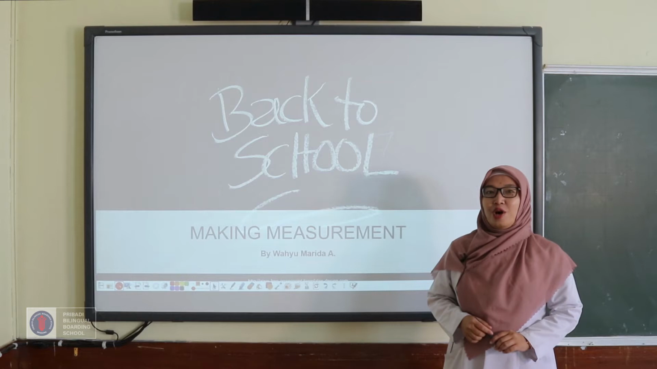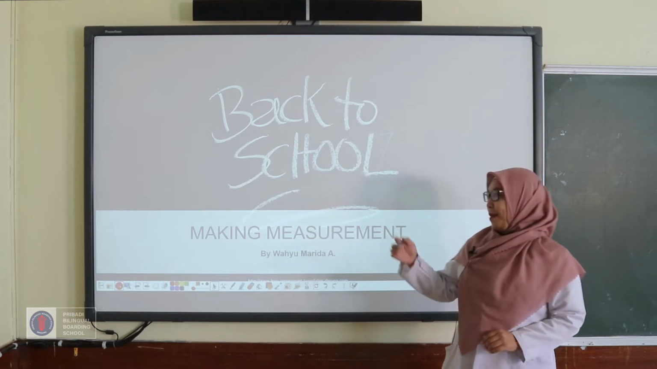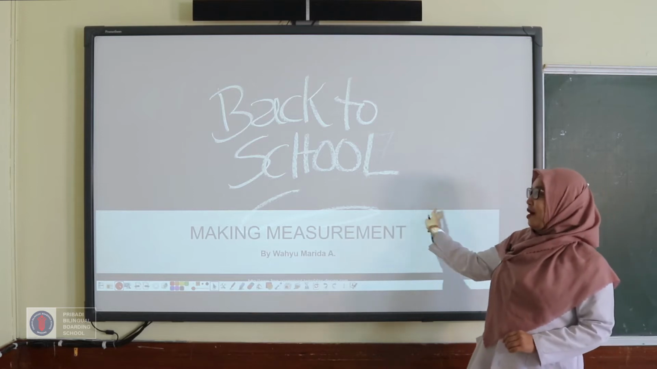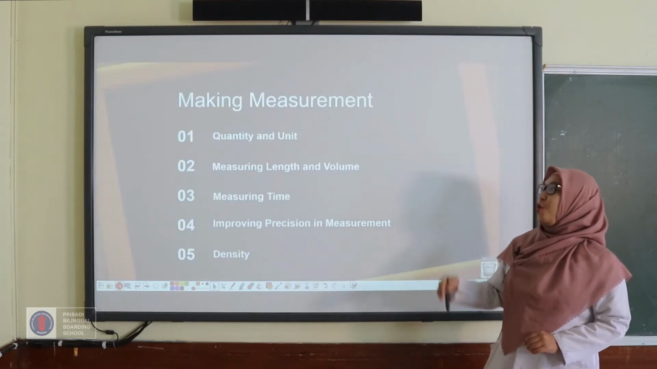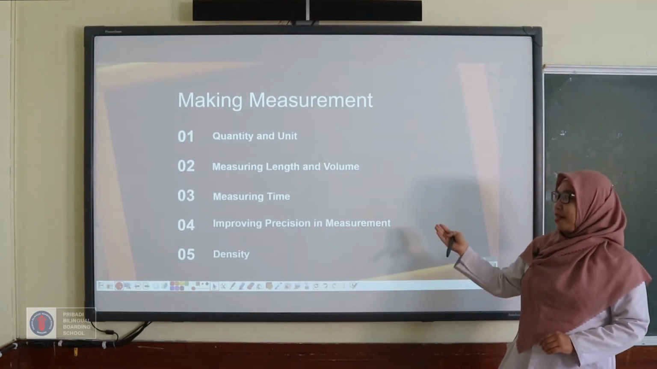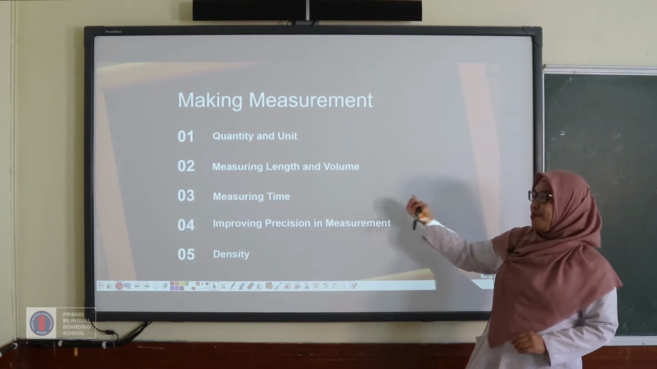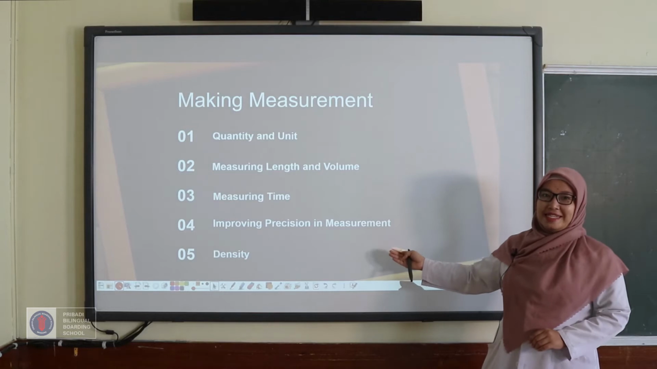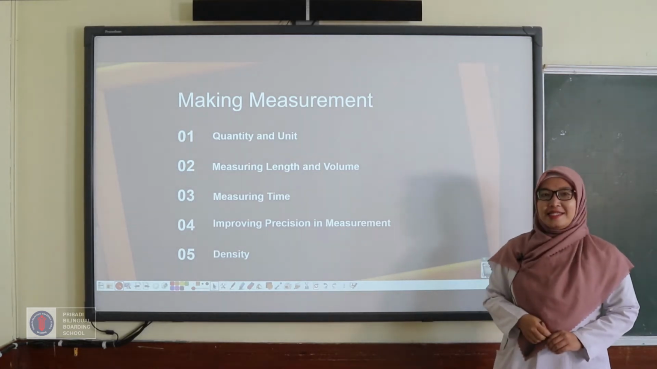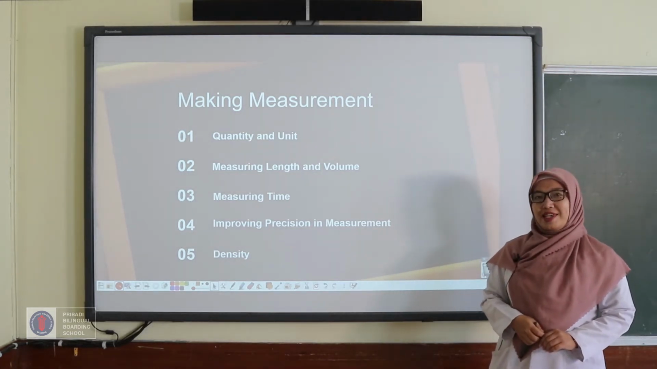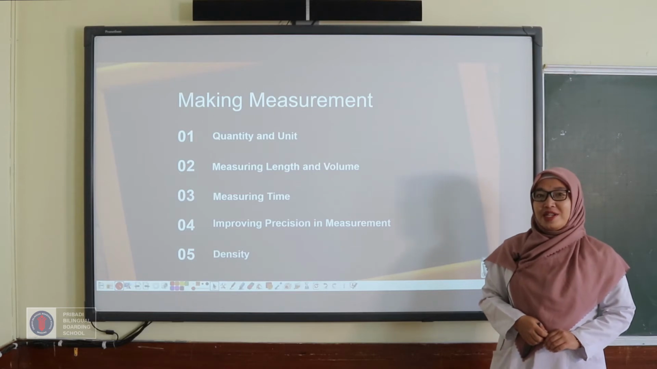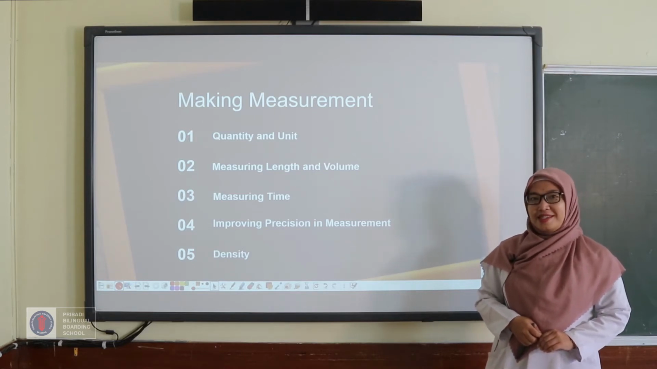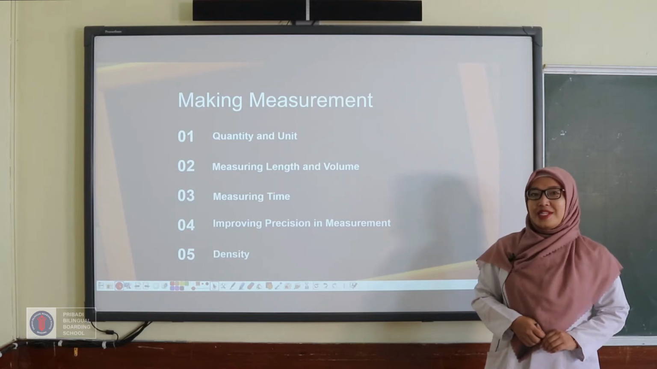Today is the end of our lesson in the topic Making Measurements. In this topic, we have learned about quantity and unit, measuring length and volume, measuring time, improving precision in measurement, and the last one is density. In this session, I have 3 worked examples. All of these questions are taken from IGCSE past paper tests. Okay, let's take a look at the questions.